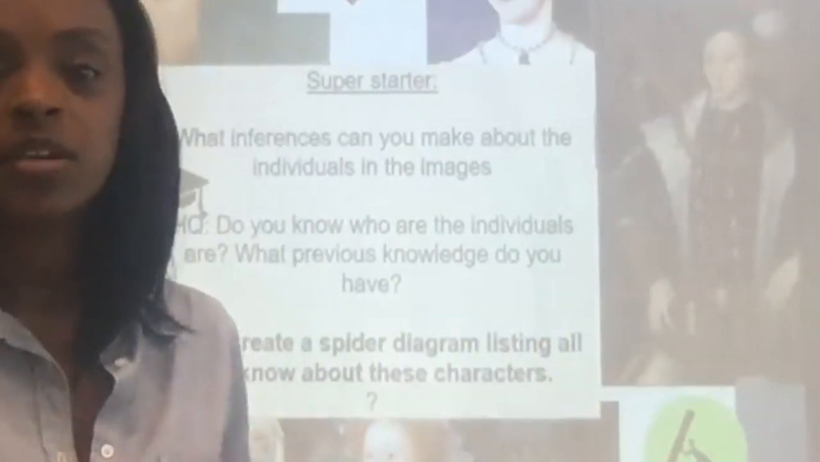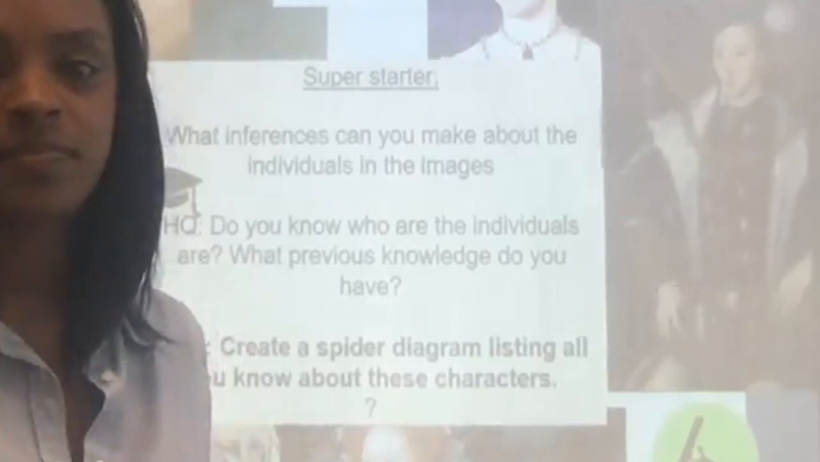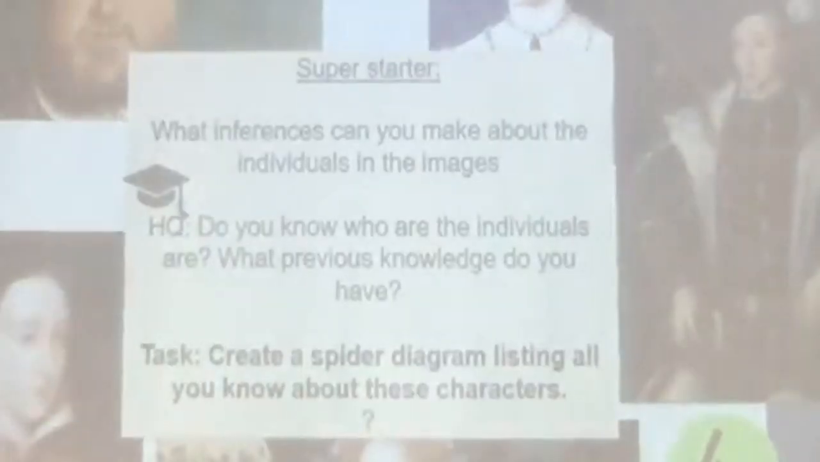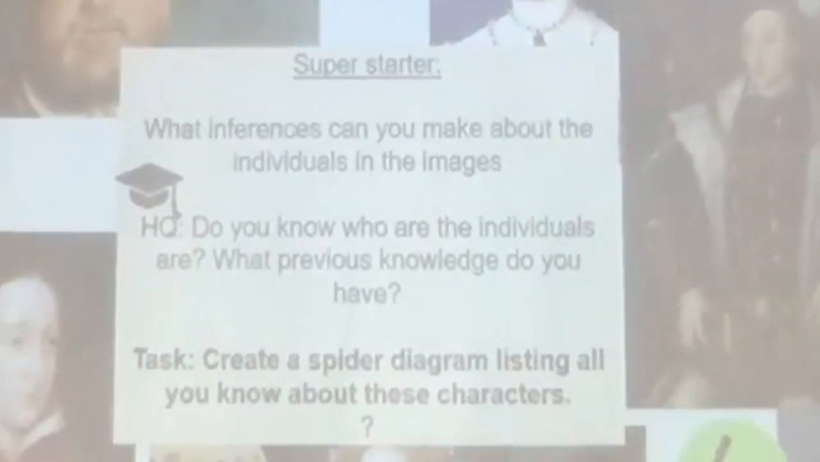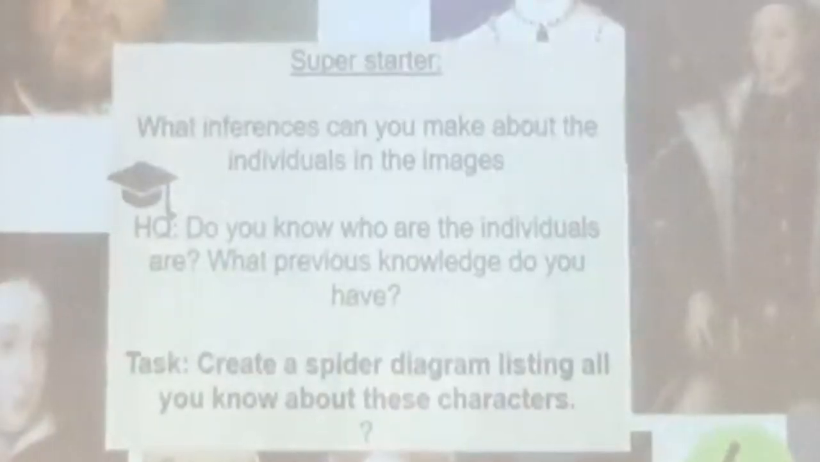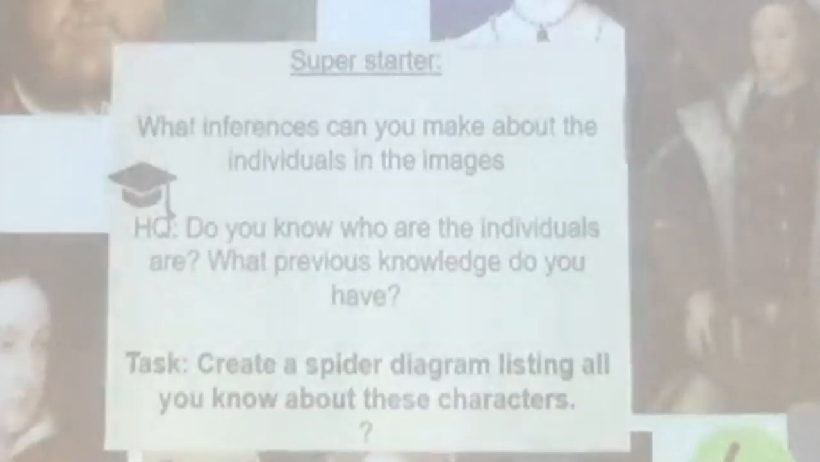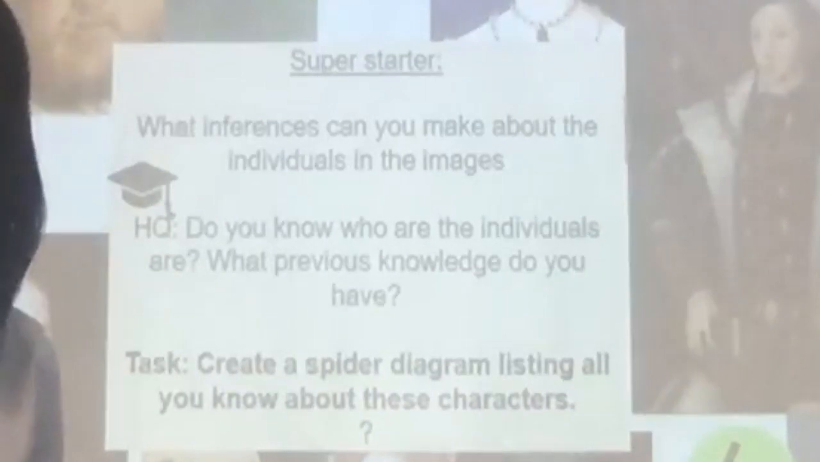Now, I'm going to get started with a super starter. What inferences can you make about the individuals in these images? Now, you may know quite a bit of information about them, you may not know much, and that's absolutely fine. An inference is quite simply, what can you tell? What can you learn from these people? Okay, think about what they're wearing, their posture, where the light is even shining on them. So, what can you learn about them? And if you do know some information about them, what do you know? What previous knowledge are you coming to the table with today?